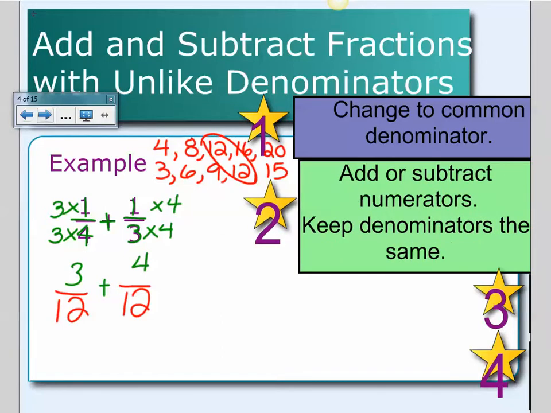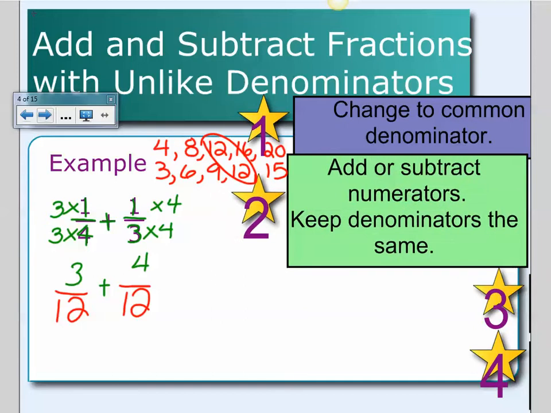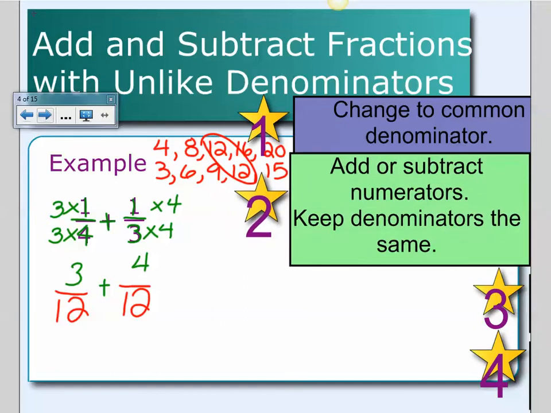So step 2, and on your note, step 3 too as well, technically, says add or subtract the numerator. You keep the denominators the same. I all of a sudden will not have 24 pieces of something. I still just have 12 of everything. So what I'm going to do is I'm going to add 3 plus 4 equals 7. My denominator stays 12. I do not do anything with my denominator.